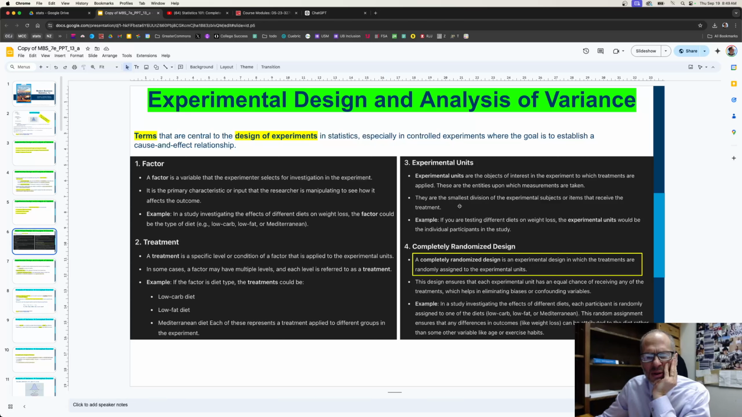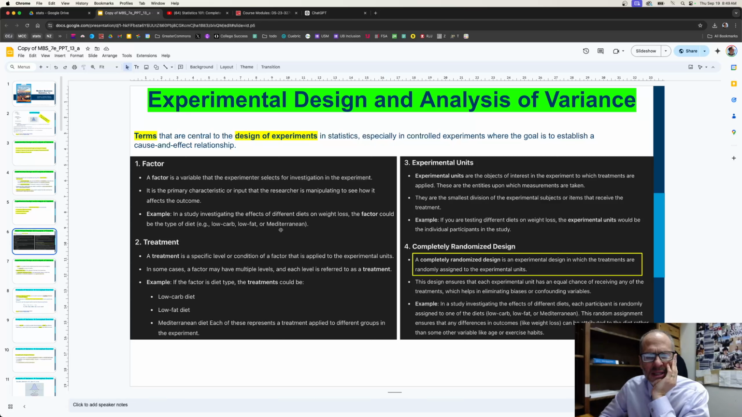And experimental units are the objects of interest in the experiment to which treatments or factors are applied. These are the entities upon which measurements are taken. They are the smallest division of the experimental subjects or items that receive the treatment. Example, if you are testing different diets on weight loss, the experimental units would be the individual participants in the study. All right, so pause the video here and just reflect upon that and look those over.